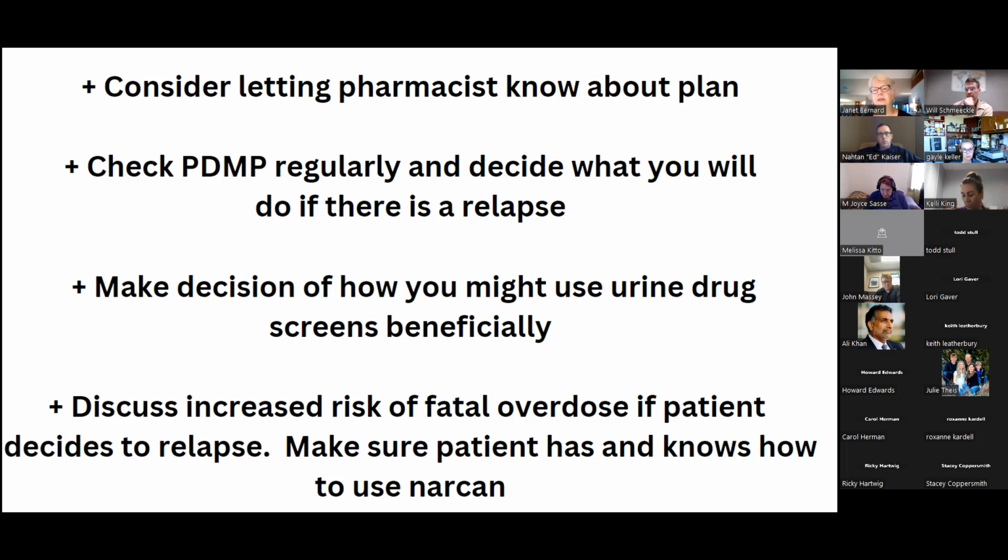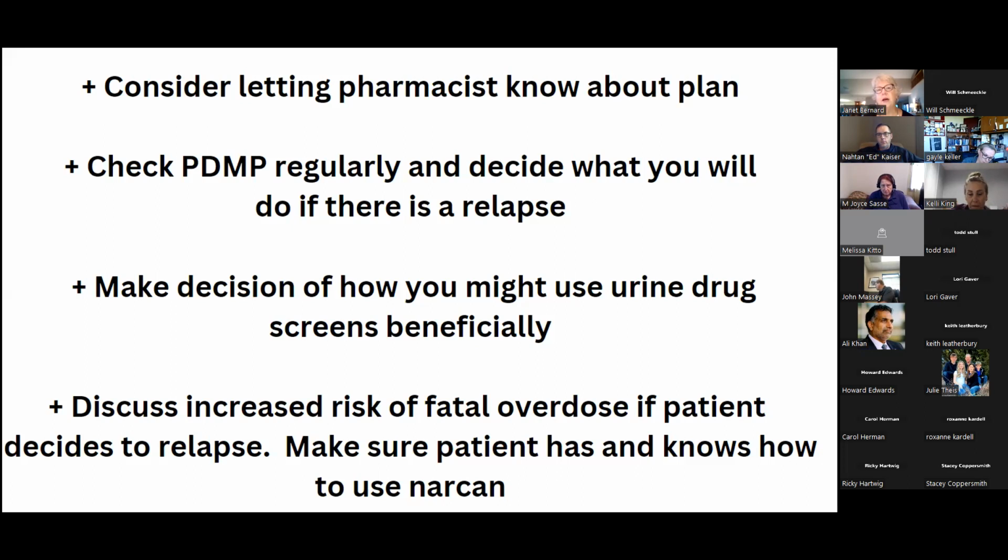Some things to think about. Consider letting the pharmacist know what you're doing. Obviously, when the person comes with a prescription, they're going to know, but it's sometimes nice to have that discussion. You don't have to. Check the PDMP regularly and decide what to do if there's a relapse. I had to get over the gotcha mentality. I think a negative result on the PDMP is an opportunity to talk with the patient about what's going on. It is important to know what else they're using if you can figure it out.